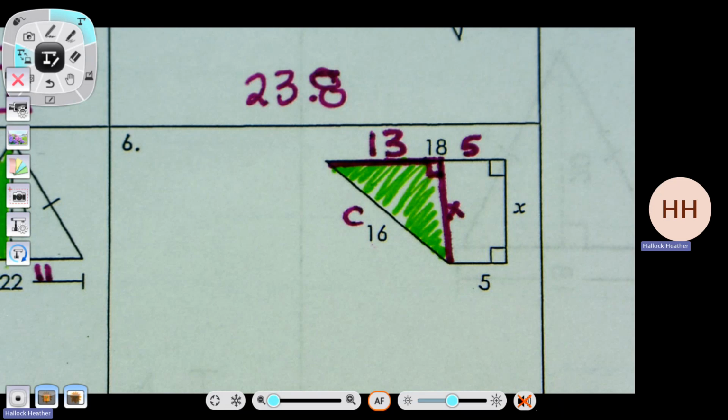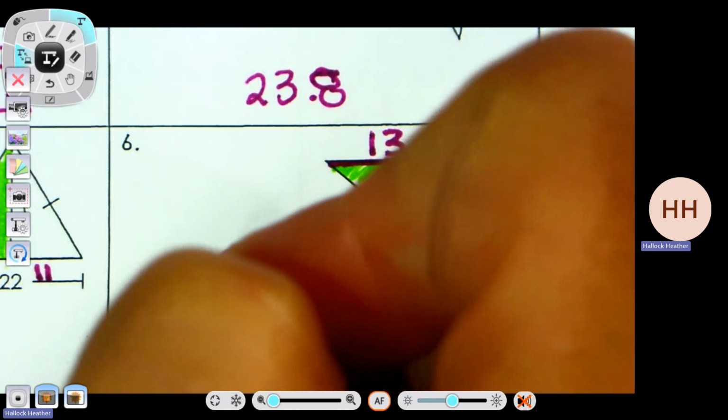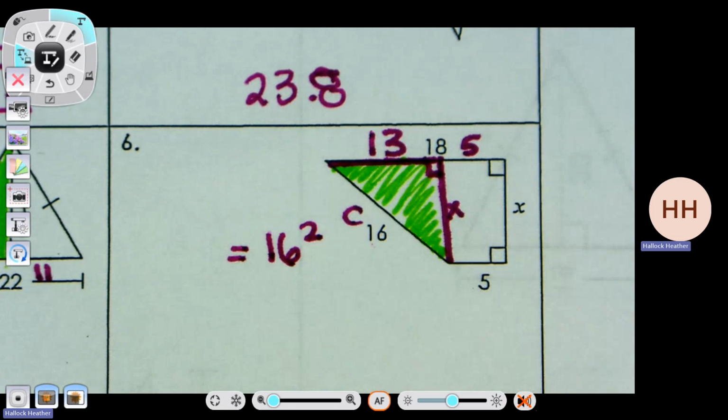Yeah. You got it? What did you get? 55. For which one? Number 6? No, number 6 is not right. You added them. I think that's what you did. 16 should be your C, so it should be 16 squared is what it's equal to. Did you do 13 squared plus 16 squared? No? Yes. Correct.